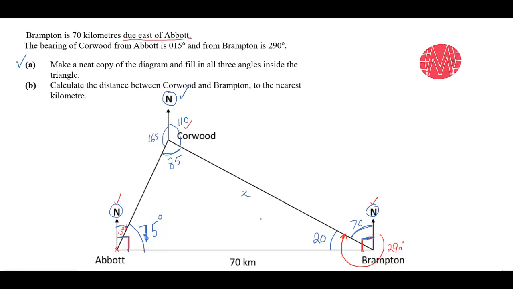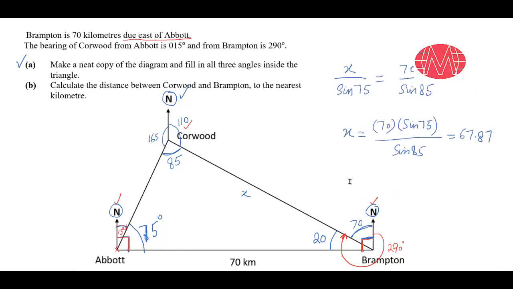Now we will use the sine rule. Let's use the sine rule. And using cross multiplication, this side is 67.87. And as per the instruction of Cambridge, it is written in the question, give the answer to the nearest kilometer. So this will be 68. So this is 68 kilometers.